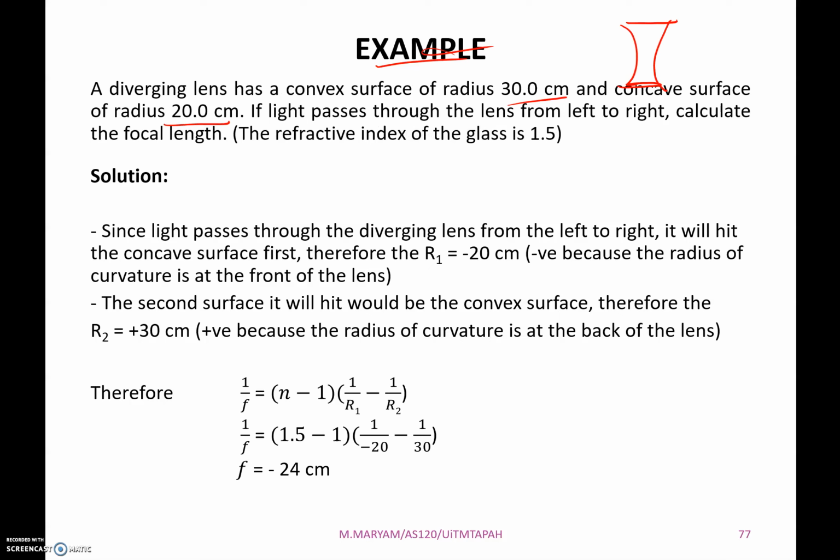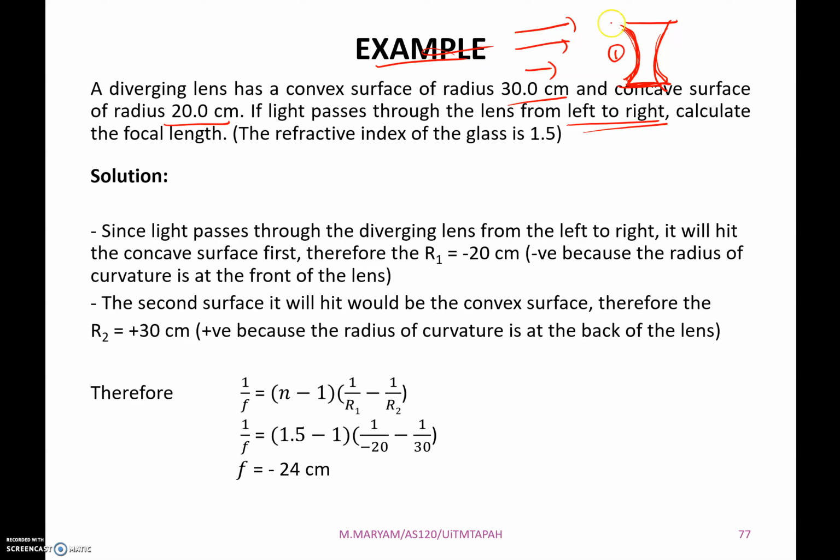Let's take an example here. A diverging lens has a convex surface of 30 cm and a concave surface of 20 cm. If you still remember, this is the diverging lens, where the inside is much thinner as compared to a convex lens. So which is the concave surface and which is the convex surface? It depends on the direction of the light. Light passes through from left to right, meaning it passes through from here. The first surface it will hit is a concave surface.